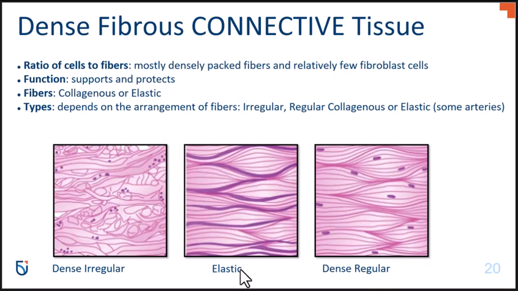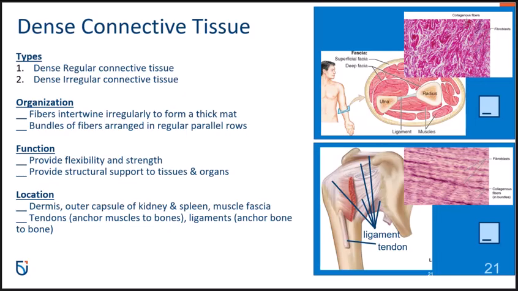Elastic dense fibrous connective tissue is going to be found in some artery walls. But on the next slide, we're going to look a little more at the dense irregular and the dense regular connective tissue, which is going to contain more collagen fibers. It's going to be a tougher tissue than elastic fibers.